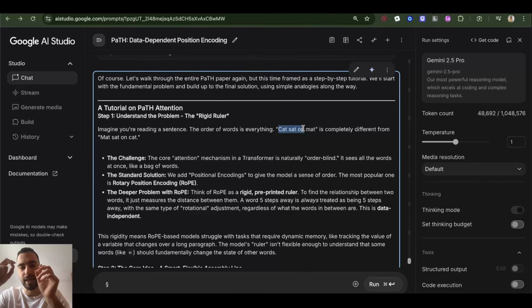And then we multiply that key with the query of the mat to find their similarity. So PaTH is encoding both position and semantic information of these tokens, of this context in between.